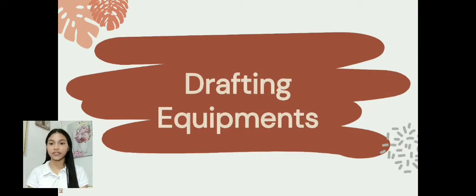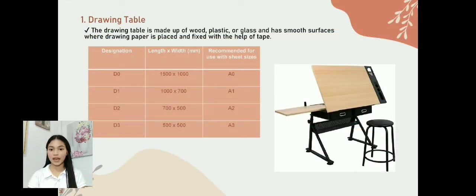Next, we have the drafting equipments. First, we have here the drawing table or the drafting table. It is made up of wood, plastic, or glass and has smooth surfaces where drawing paper is placed and fixed with the help of a tape or the drafting tape.